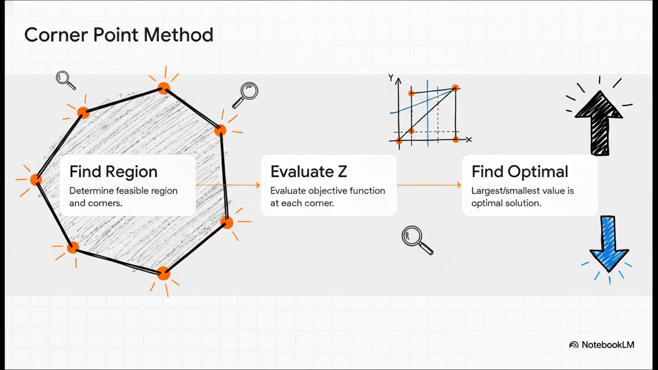We obviously don't have time to test them all. Enter the corner point method. It's this brilliant algorithm based on a fundamental mathematical theorem. If an optimal value actually exists, it will always, and I mean always, sit right at one of the corner points of our feasible region. We don't have to check the middle, we only need to check the sharp corners.